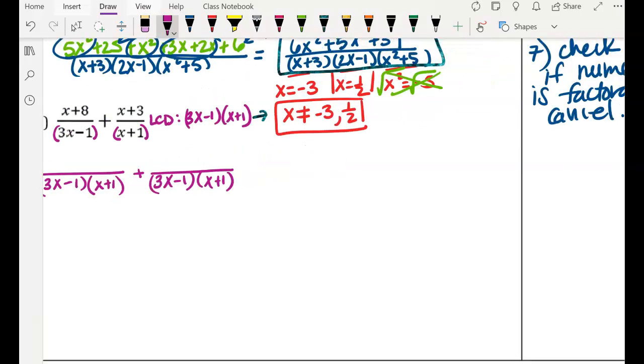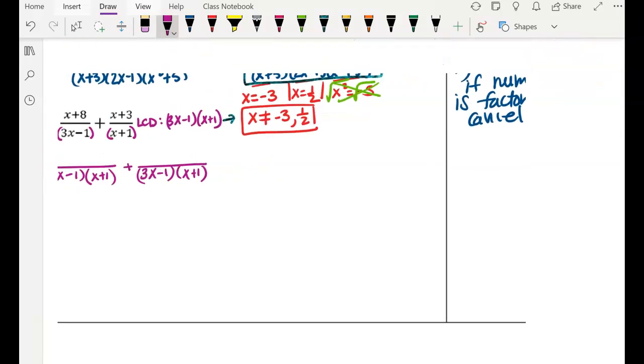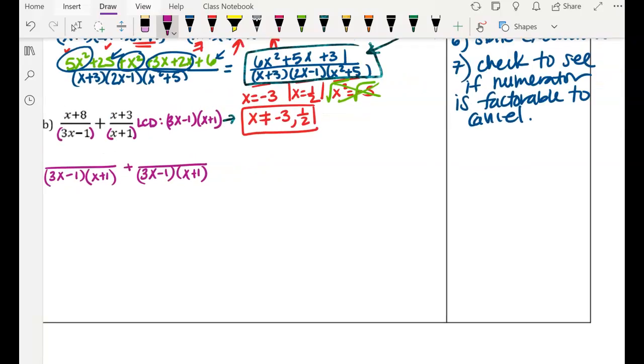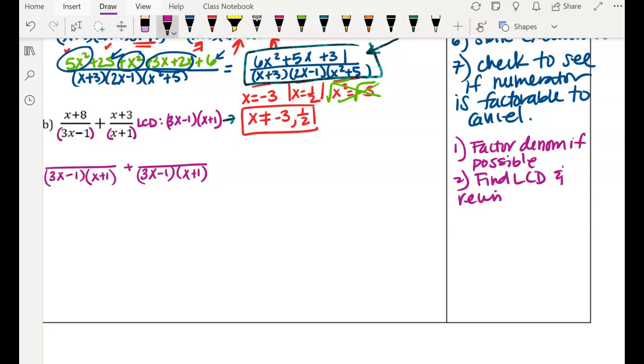Now, let's write the steps over here for example B. Step number 1, it was not factorable. Factor denominators if possible. It wasn't in this case. Step number 2, find the LCD and rewrite it for each fraction.